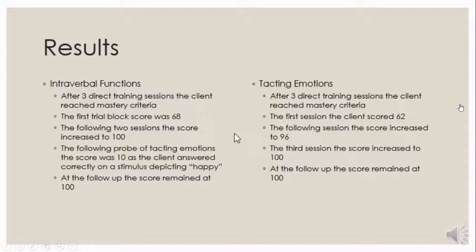For tacting emotions, the scores looked a little bit different. In the first session, the client scored a 62. In the following session, the score had increased to a 96, but the client needed additional prompting for excited. And by the third session, the score increased to 100. At the follow-up, the score remained at 100.